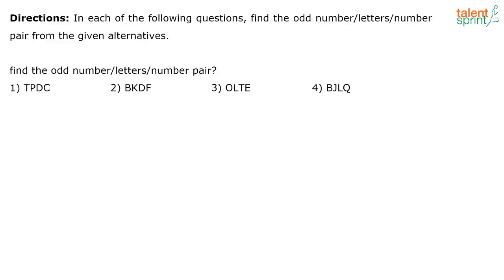Next one. Find the odd number, letters or number pair. The correct answer is option 3, OLTE, because you have vowels here. All these three options have only consonants. This has vowels O and E in it. These three have no vowels in them.